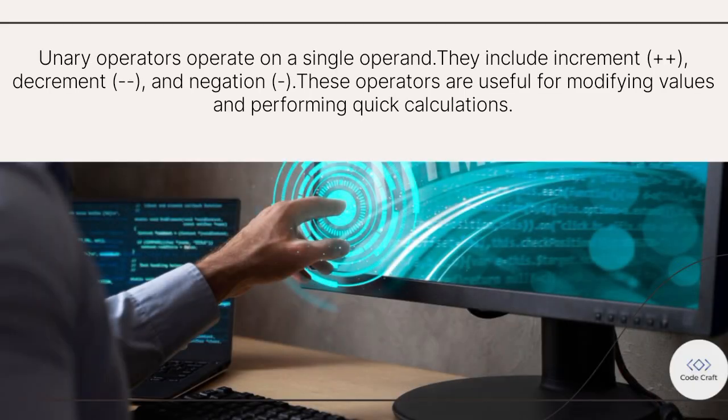Unary operators. Unary operators operate on a single operand. They include increment, ++, decrement, --, and negation, -. These operators are useful for modifying values and performing quick calculations.